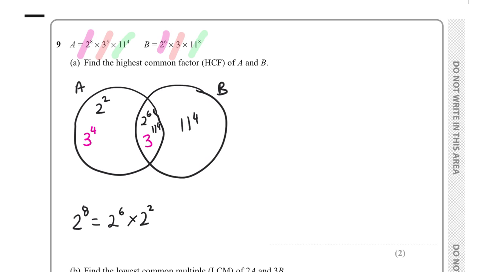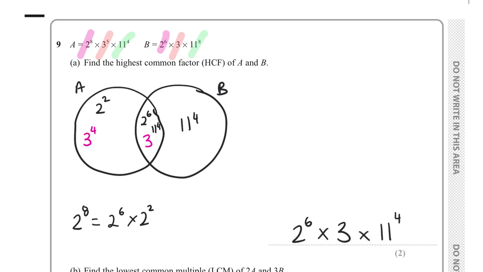So, the highest common factor is actually our intersection. Okay? We don't have to work this out. We can literally just write 2 to the power of 6 times 3 times 11 to the power of 4. Okay?